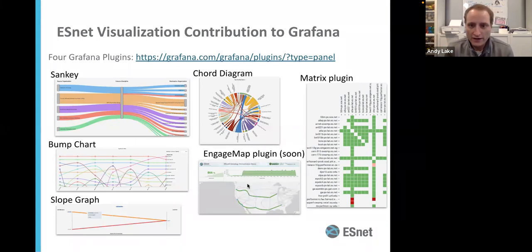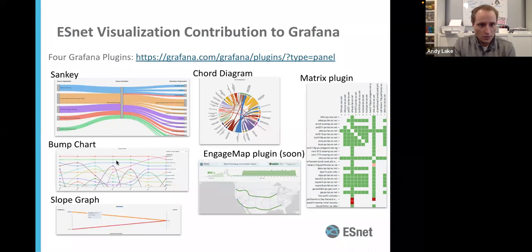But the other 5 are all available for people to use. I think I have some links in the last slide that go directly to those, but if you go to the Grafana plugins page and search around, you should be able to find them. So you can see them all here.